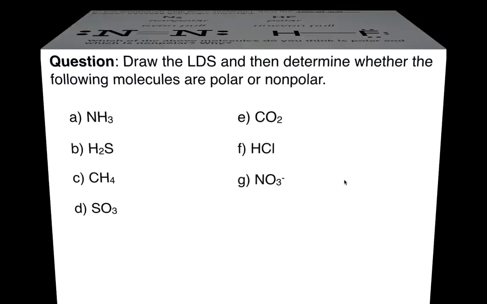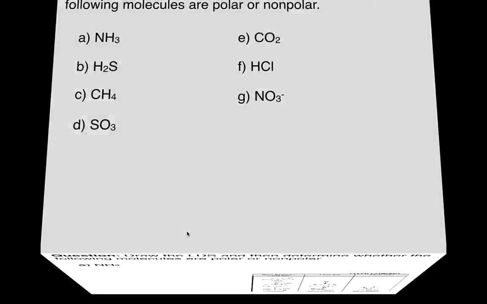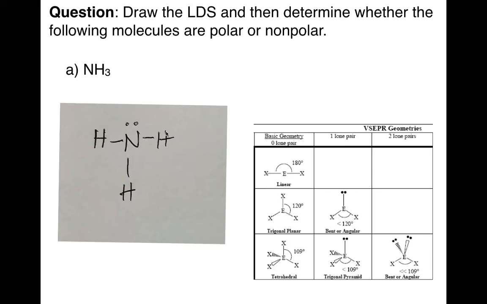All right, let's practice. So draw the Lewis dot structures for these, figure out what their geometry is, and then use that information to determine whether they're polar or nonpolar. All right, first one, NH3. Now, what geometry does it have? And do you think it's polar or nonpolar? It's a trigonal pyramid, and so that is an example of a polar geometry.